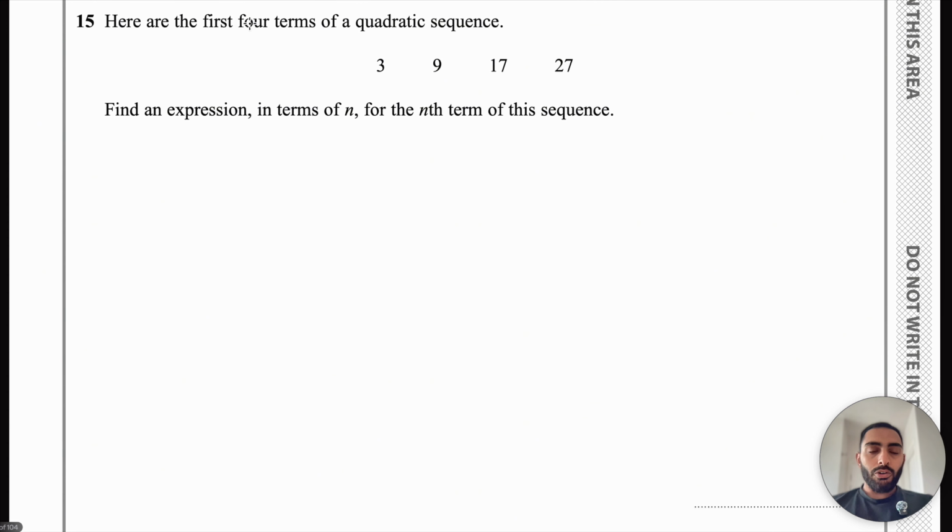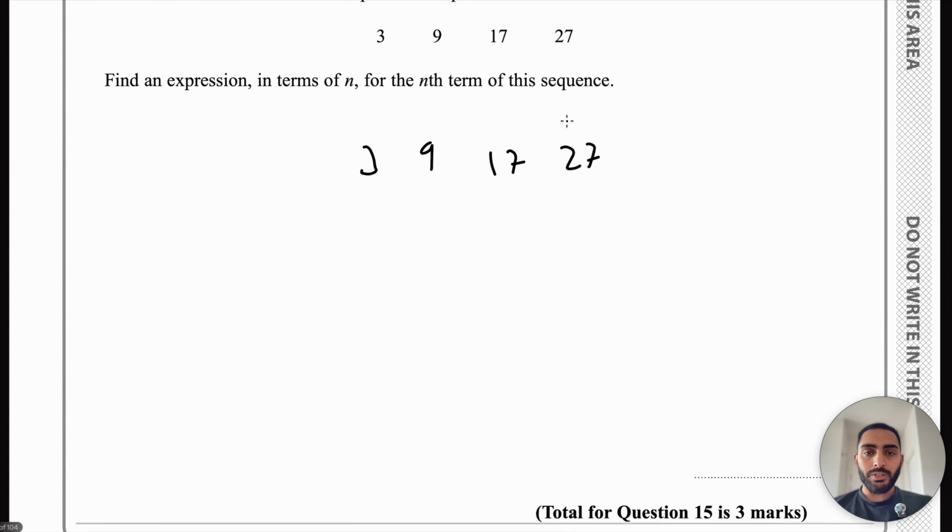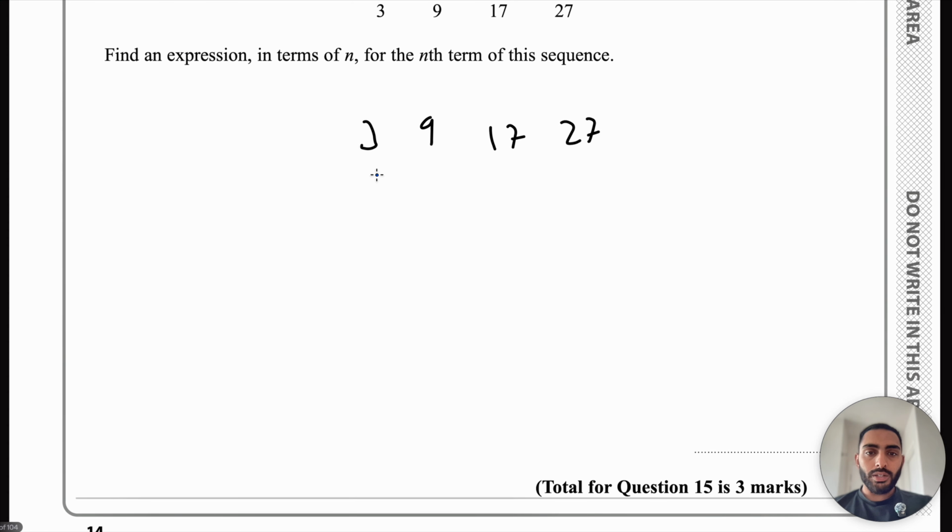Question 15. Here are the first four terms of a quadratic sequence: 3, 9, 17, and 27. Find an expression in terms of n for the nth term of the sequence. The first thing that I'm going to do is look for my second difference. So what is it going up each time first? It's going up by 6, and then by 8, and then by 10.